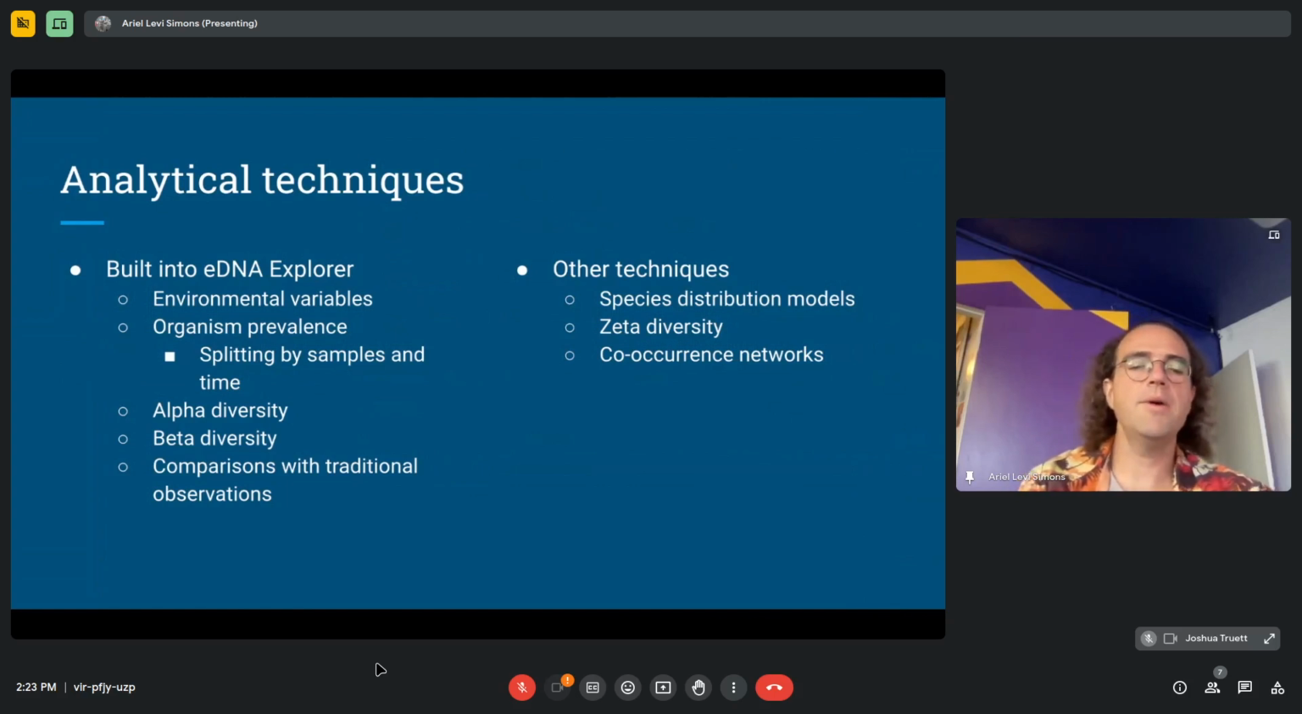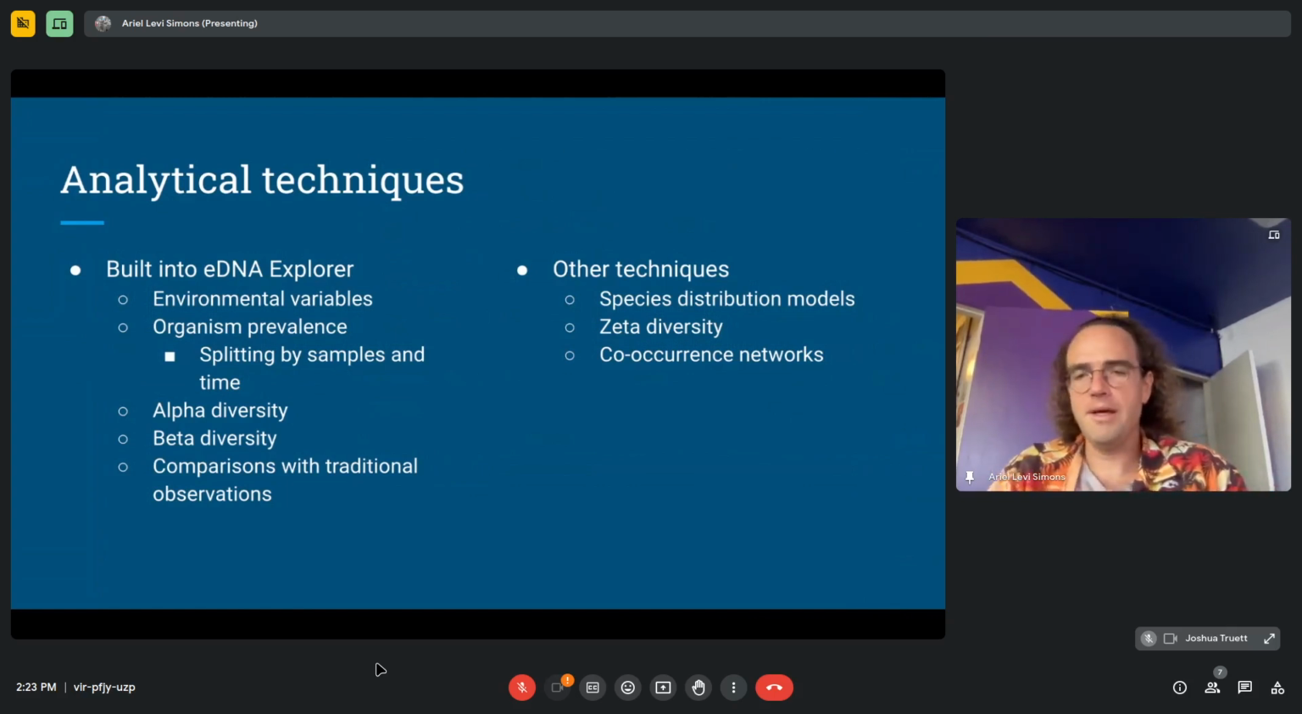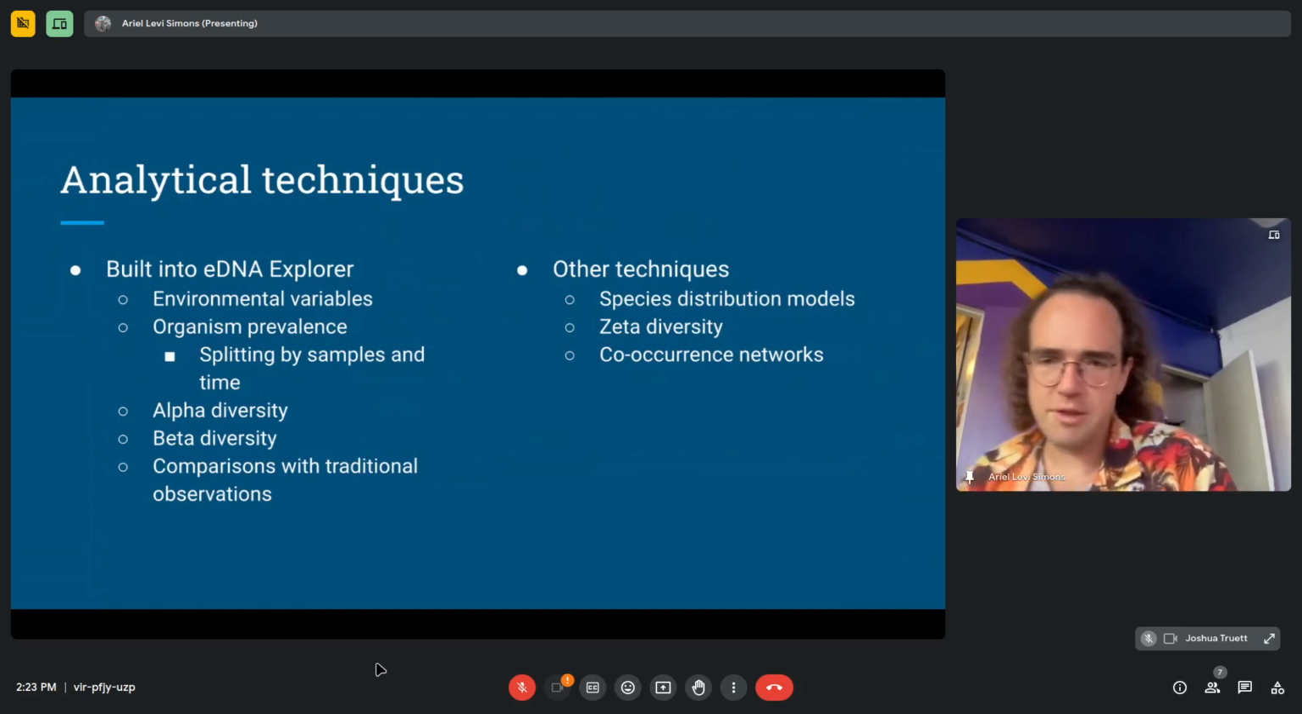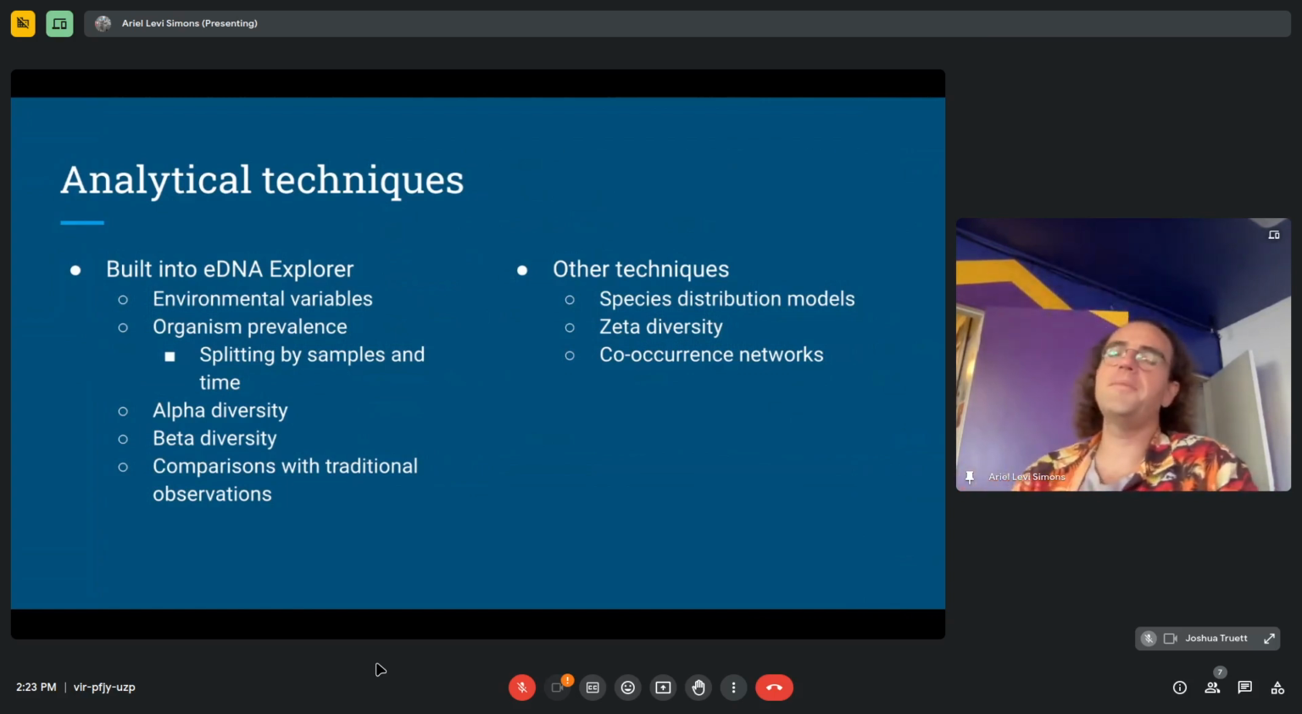And then we're going to talk about some comparisons with what are called traditional methods, which is essentially going out there and taking a photo, let's say, of your Bigfoot. And then we're going to get into some of the cooler techniques, which are still way too computationally intensive for building a web platform, things like species distribution models, zeta diversity, which is the multi-site version of ecology, and then co-occurrence networks.